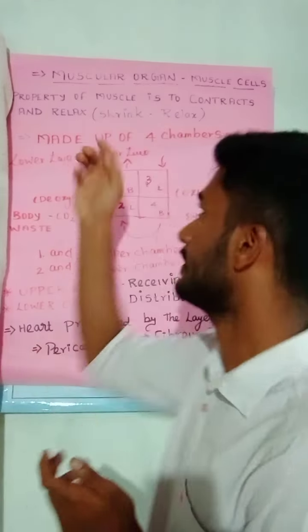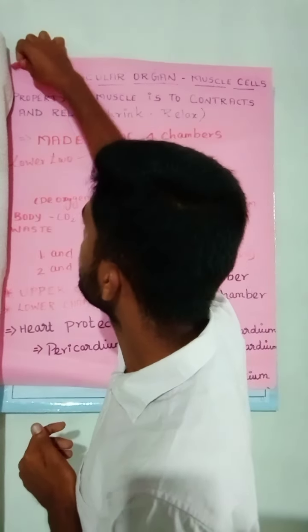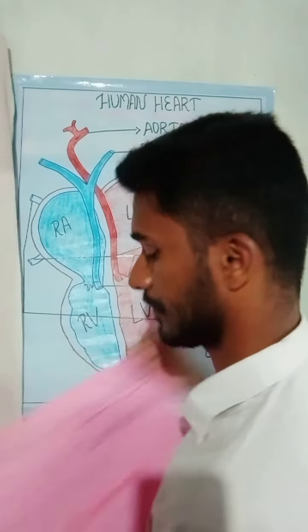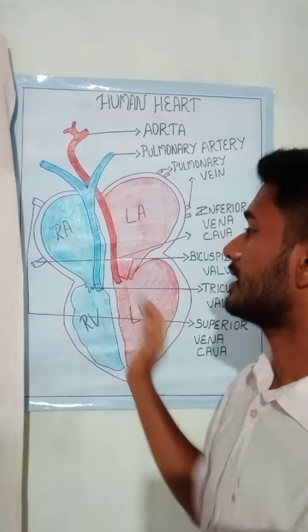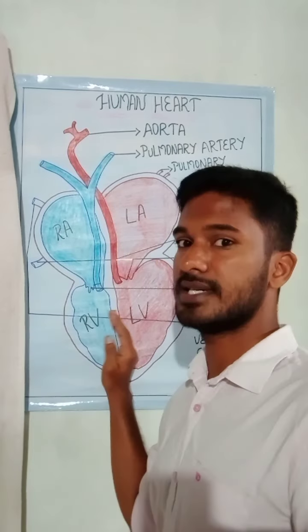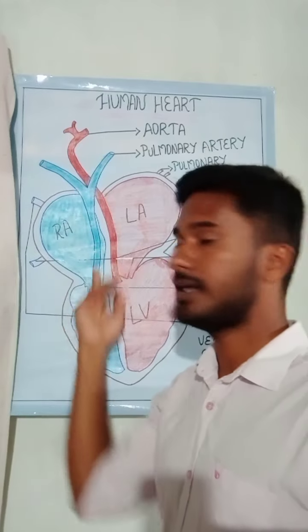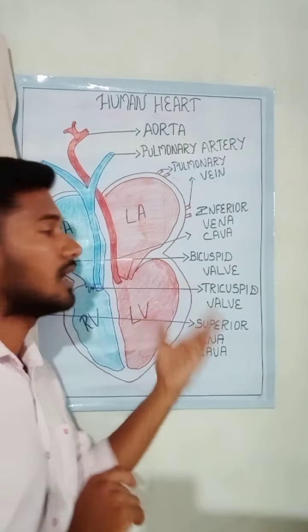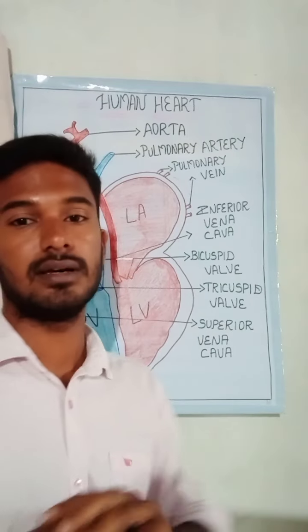See here, this is the structure of the heart. The right side of our heart is dealing with deoxygenated blood. That's why I marked it here in blue color. The left side of our heart is dealing with only oxygenated blood. That's why I marked it here in red color.